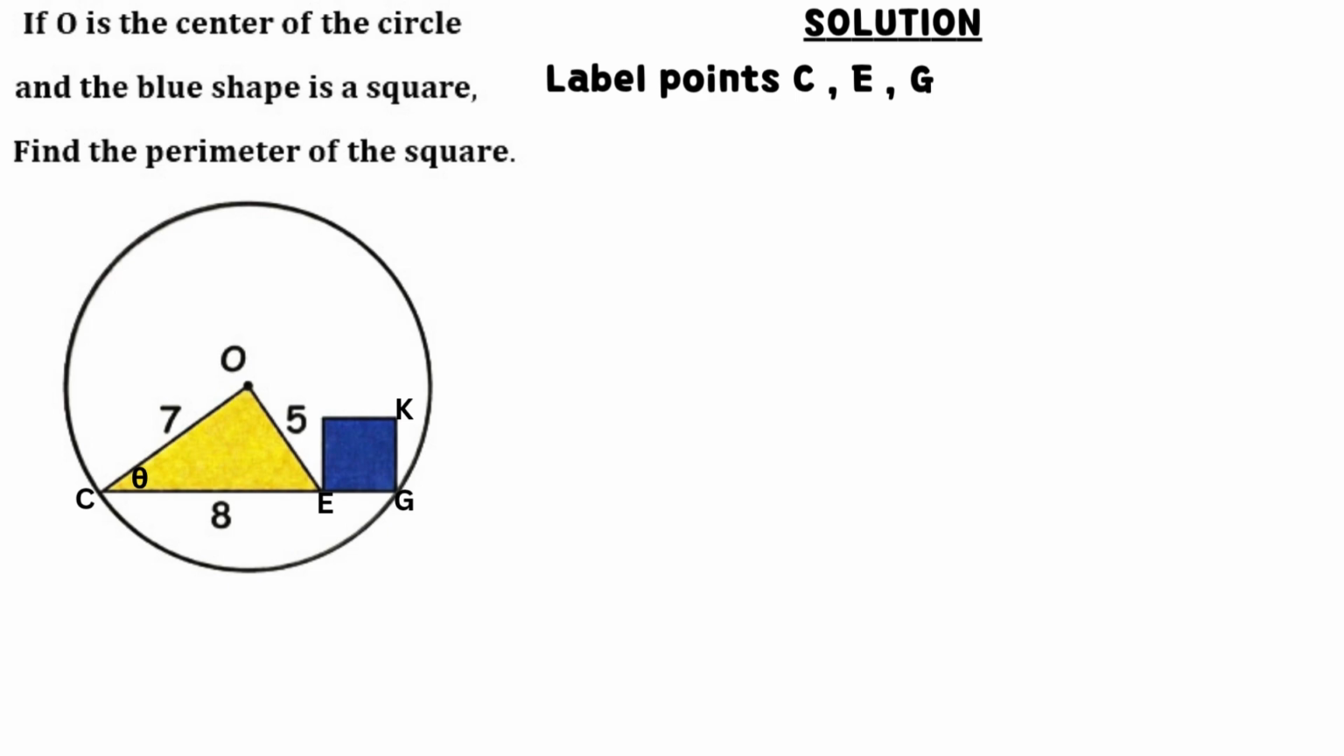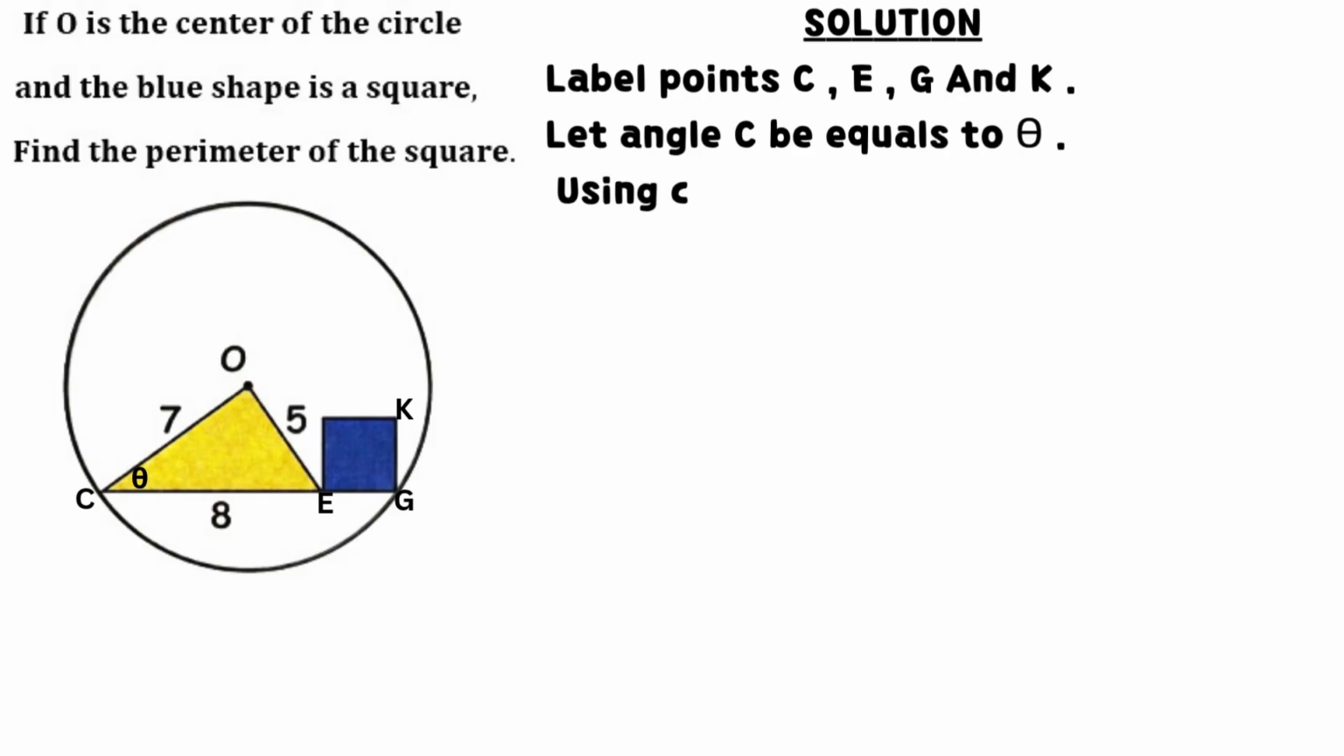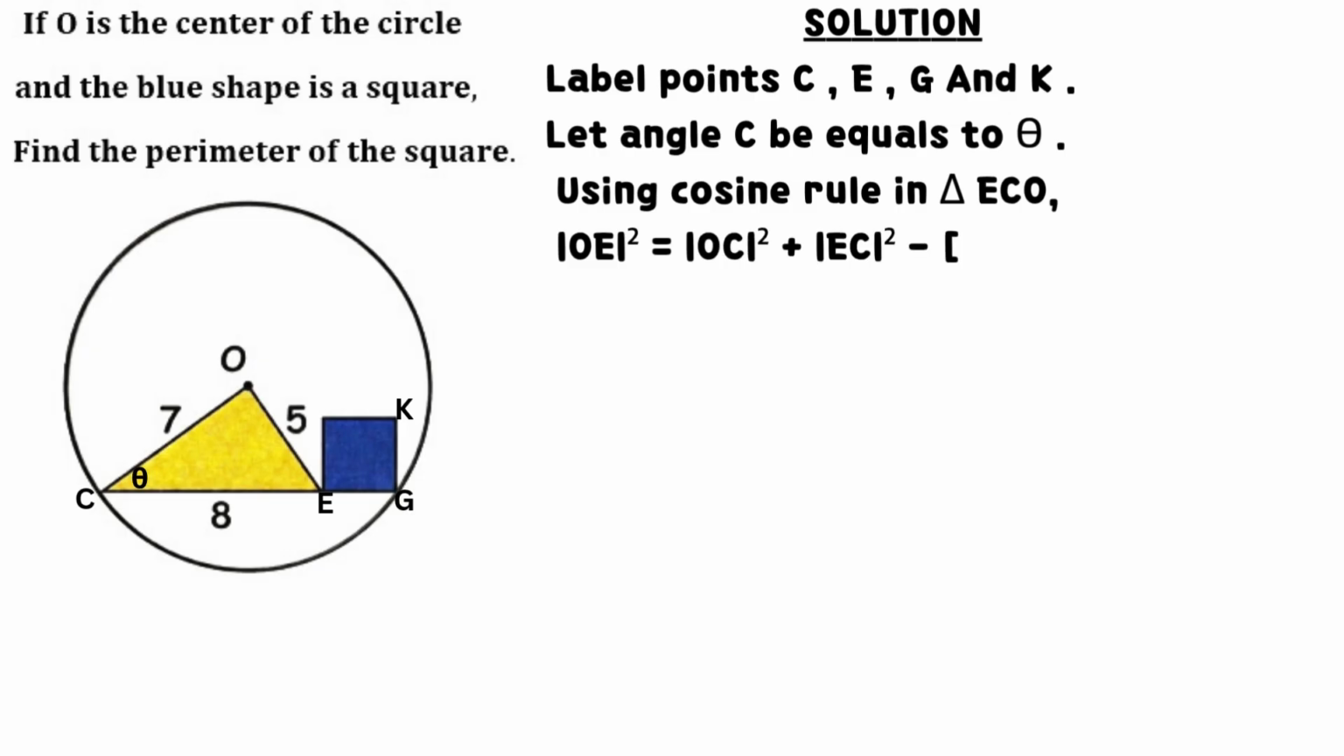Solution. Label points C, E, G, and K. Let angle CB equal theta. Using cosine rule for triangle ECO. The square of line OE equals the sum of the square of line OC and the square of line EC minus 2 times the product of line OC and line EC, multiplied by cosine theta.